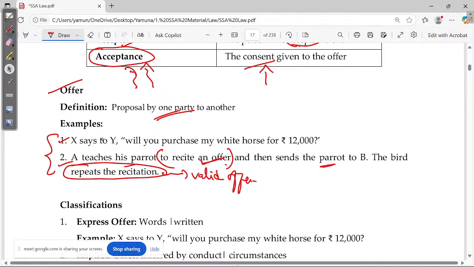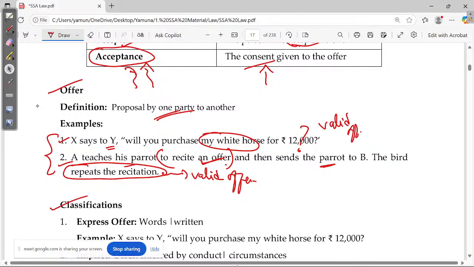What about the first one? X says to Y, will you purchase my white horse for 12,000 rupees? It's like asking a question. Yes, because it's not a promise. You cannot make a promise, right? Only after acceptance it becomes a promise. What's the question? What X says to Y? Will you purchase my white horse for 12,000? Yes, it's also a valid offer.